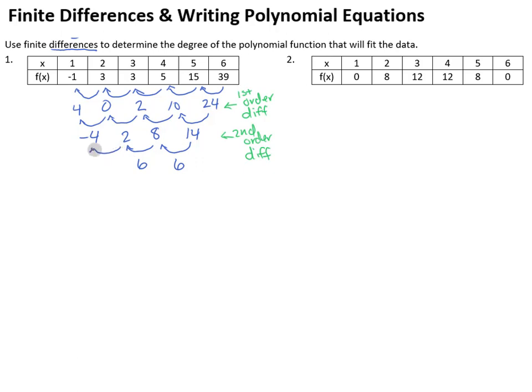And 2 minus negative 4. Remember, minus a negative becomes plus a positive. And we get 6. 6, 6, and 6, the mark of the beast. We've got a third order difference that is constant. And that tells us that this comes from a third degree polynomial.